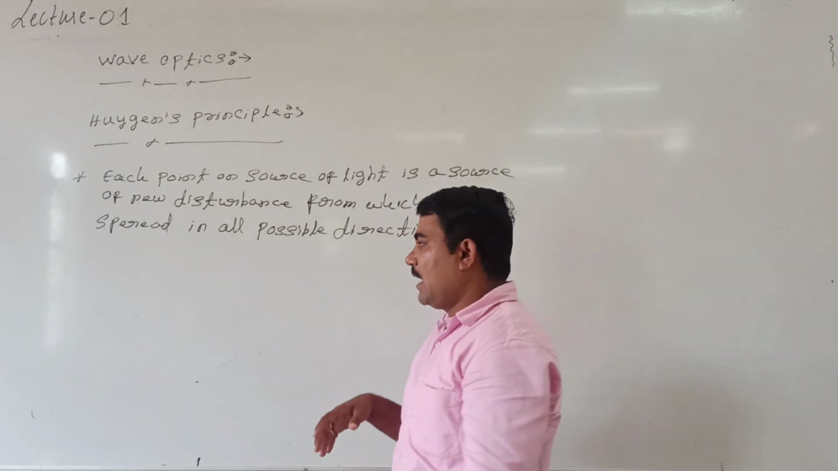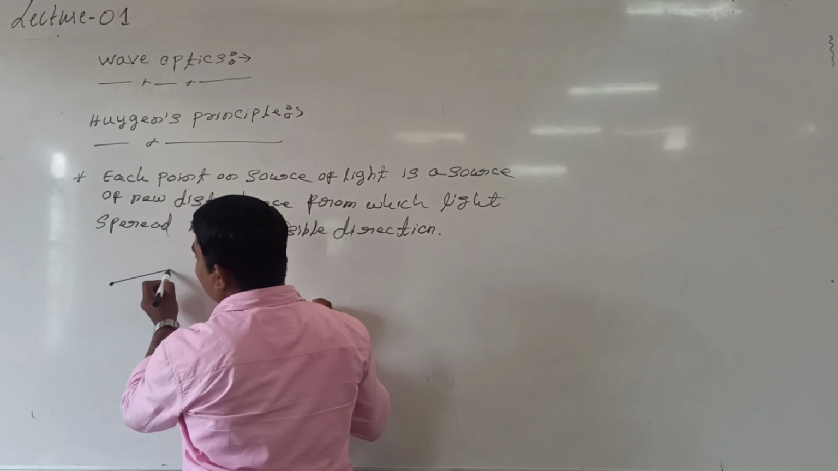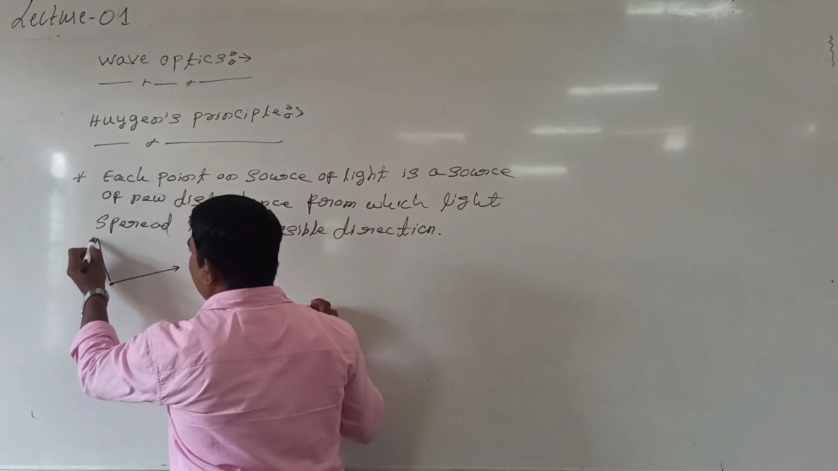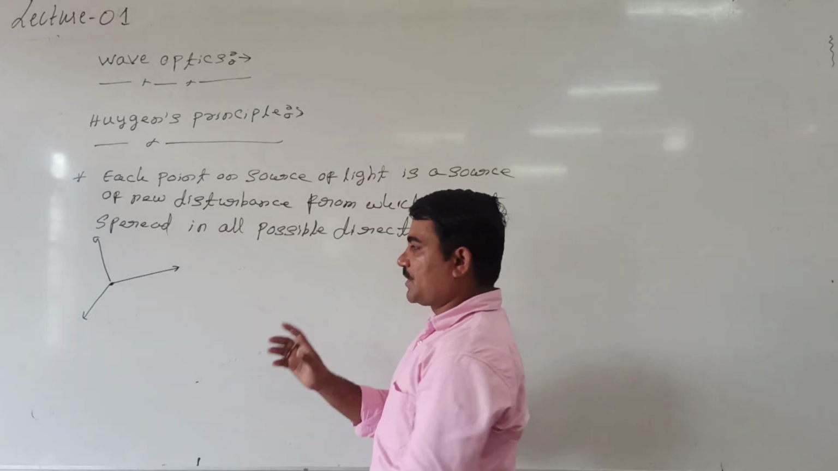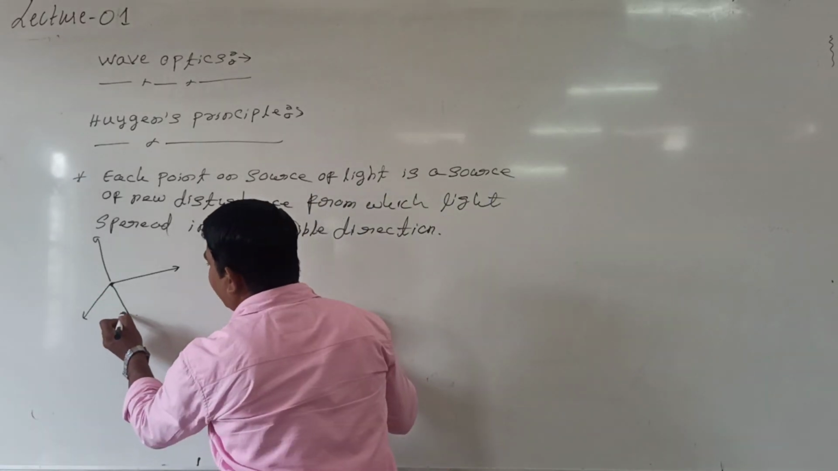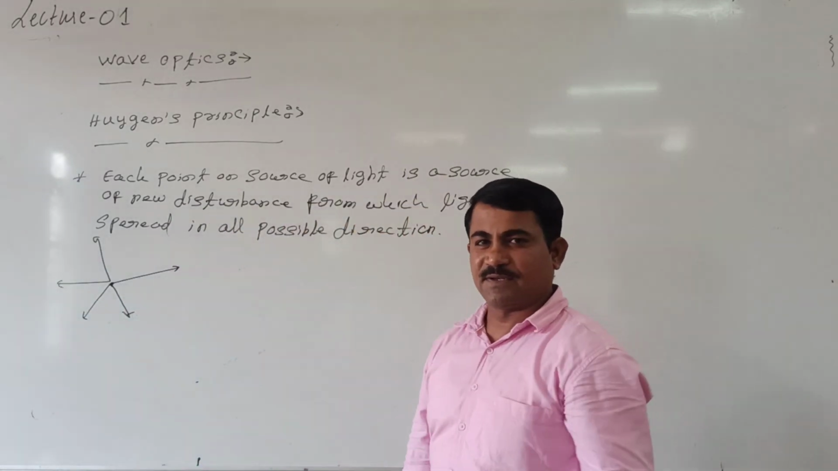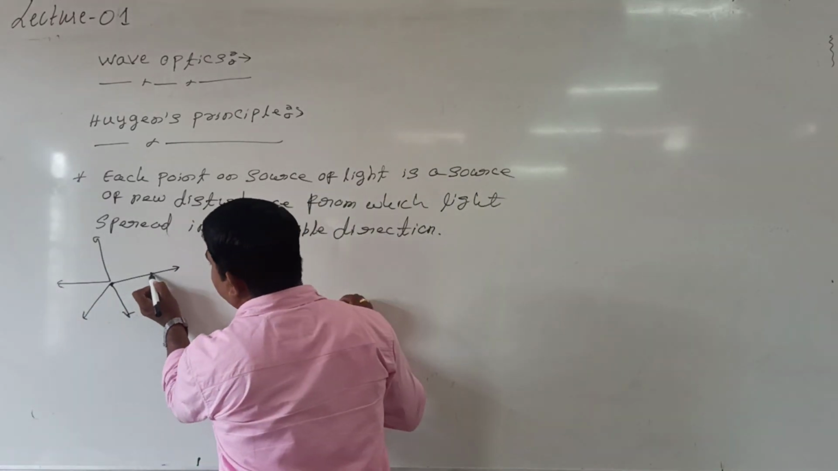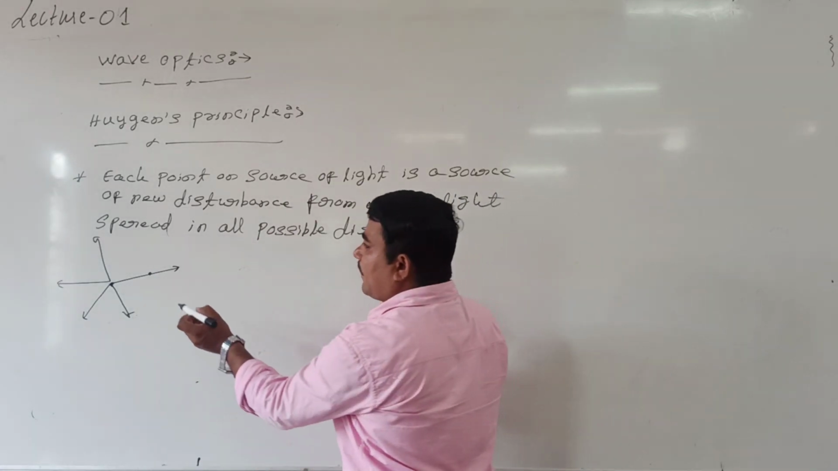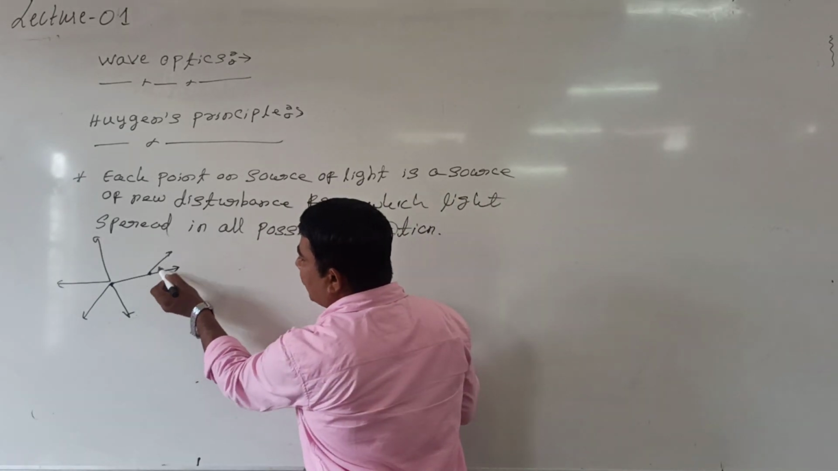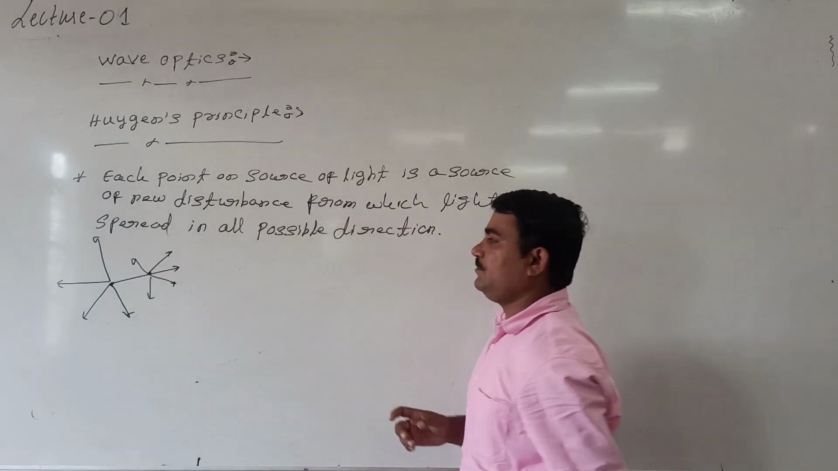How is this a point? Look at me. I can take this as nothing but a point source of light. From this point source of light, again this is nothing but the light wave, light can go in all possible directions. What is the first point? Each point on the source of light is a source of new disturbance. If you take this point on the source of light, from this point again light can spread in all directions.